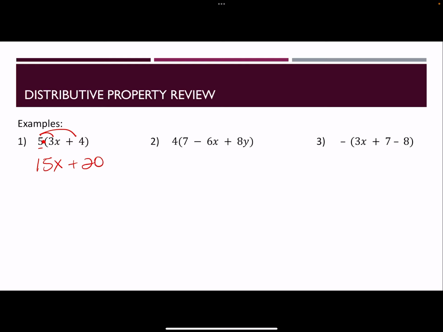The additional piece I want you to remember is that nothing else can be simplified, but I need to think about my answer. Is it in standard form? Is it in descending order or alphabetical order? In this case, yes, it is.